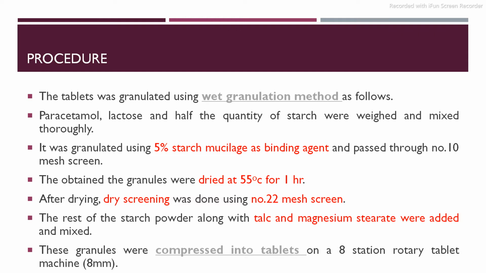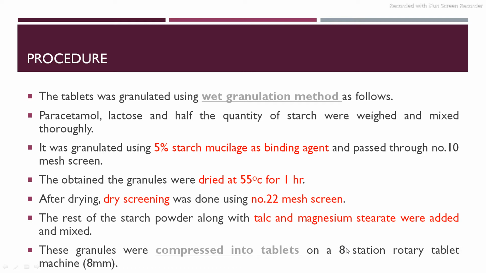These granules were compressed into tablets on an 8 station rotary tablet machine. So once the granules are ready, once we add the lubricant and glidant like talc and magnesium stearate, then we can compress this granular material using a tablet machine. And here we have written 8 station rotary tablet machine because we have this machine in our machine room. That's why I have written 8 station here.